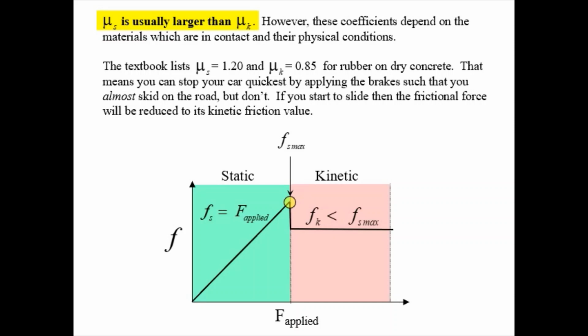So if you were driving your car on a concrete road, the amount of friction you get is going to depend on whether your tires are skidding, sliding, laying down rubber on the road, or whether they're gripping the road. You actually have more gripping friction than sliding friction available. What that means is that you can stop your car the quickest by applying the brakes in such a way that you almost skid on the road, but you don't. In other words, we want to be right up at the tip of this curve. That's where we're going to get our maximum amount of friction to slow our car down and stop it.